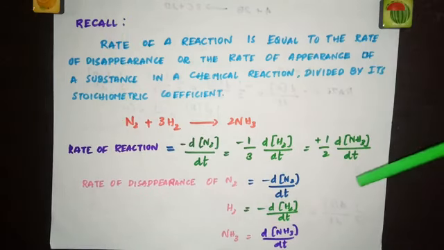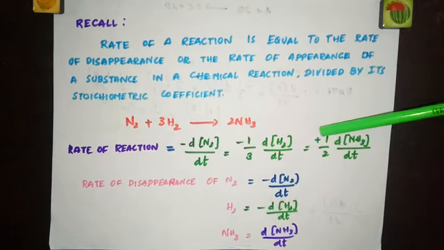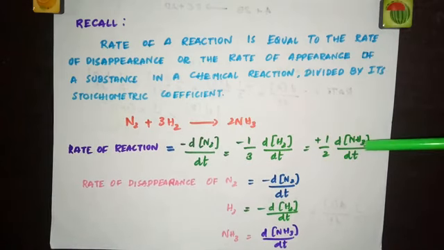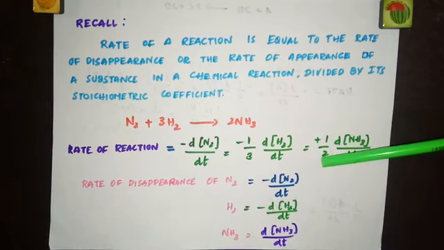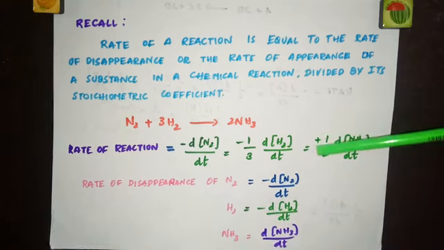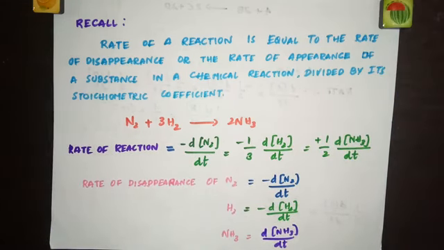Same way, now in terms of ammonia, what is the stoichiometric coefficient here? 2. So 1 divided by 2 d concentration of NH3 divided by dt. And again, what is this part? This is the rate of appearance of ammonia, and the rate of appearance of ammonia multiplied by 1 by 2, which means divided by the stoichiometric coefficient, gives you the rate of the reaction.